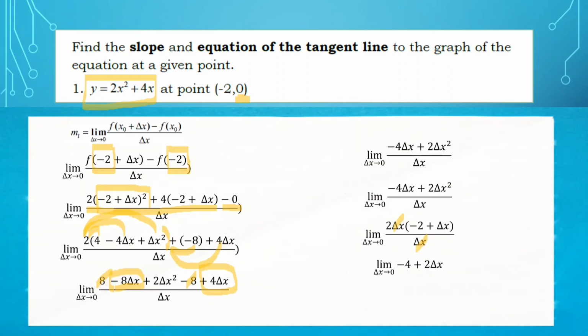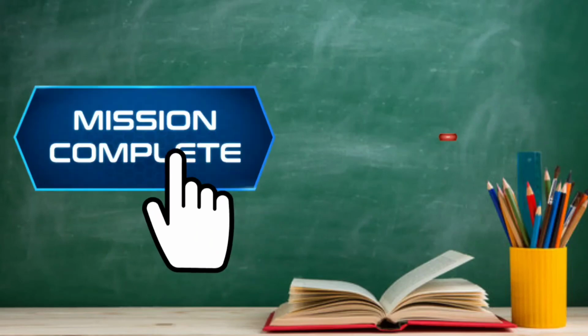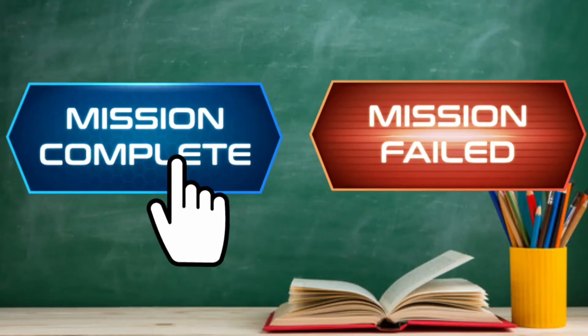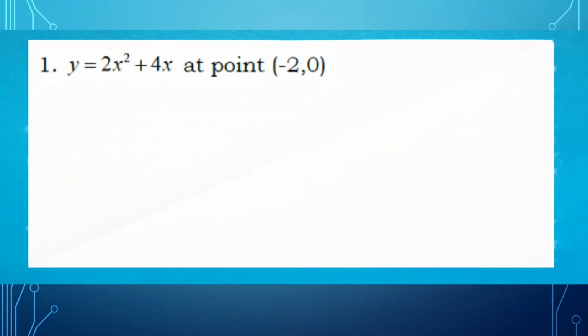So we have distributed the remaining coefficient. Therefore, our slope is equal to negative 4. So that is how easy it is to solve for the slope of the tangent line. Did you understand the step-by-step process of finding our slope? So let's proceed to the next, finding the equation of the tangent line, since we already have the value of our slope, which is negative 4.